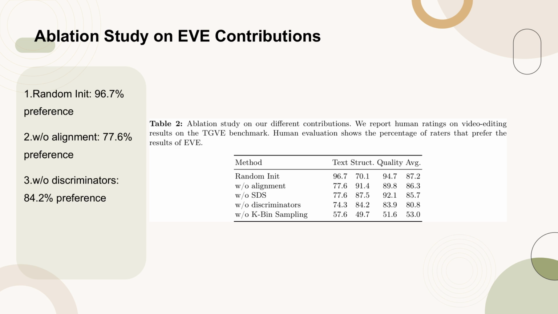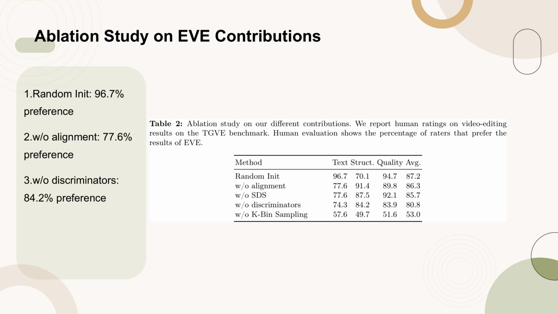The study reports human ratings on video editing results using the TGV benchmark, showing the percentage of raters who prefer EVE's results. Key findings include a 96.7% preference for the random init method, 77.6% for the method without alignment, and 84.2% for the method without discriminators. These results highlight the significant impact of each component on the overall performance of the EVE model and video editing tasks.